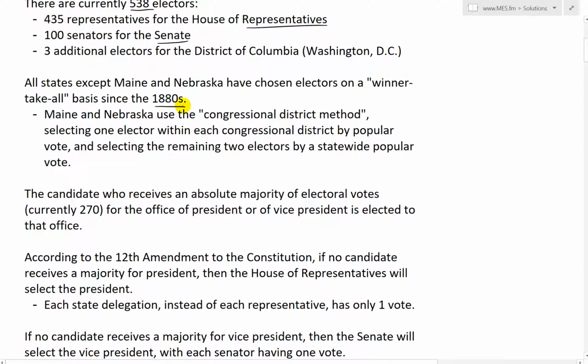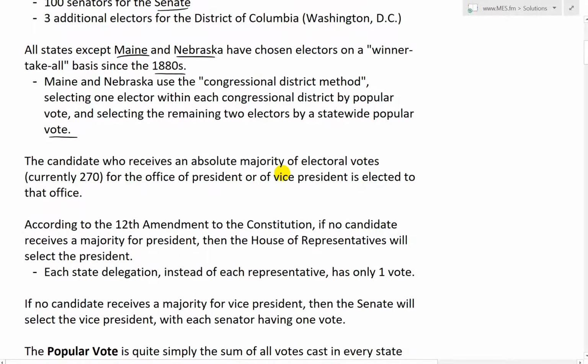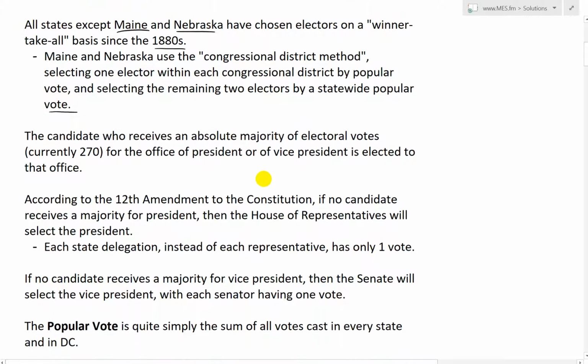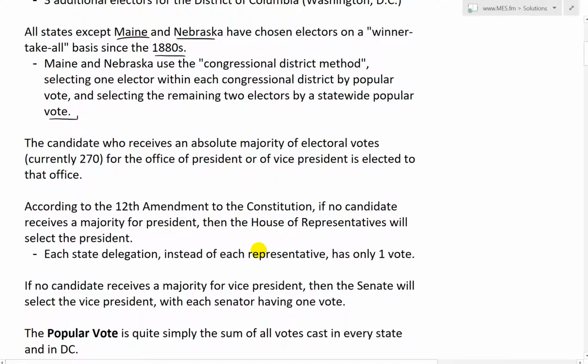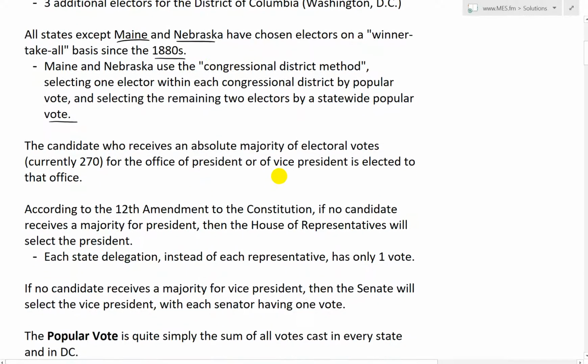All states except Maine and Nebraska have chosen electors on a winner-take-all basis since the 1800s. So basically, in every state except these two, whoever wins the popular vote gets all of the electoral votes. But Maine and Nebraska use the congressional district method, selecting one elector within each congressional district by popular vote, and selecting the remaining 2 electors by a statewide popular vote. So in those 2 states, there are basically 2 popular votes. It's like a state within a state, kind of. That's one way, but every other state just does it winner take all.